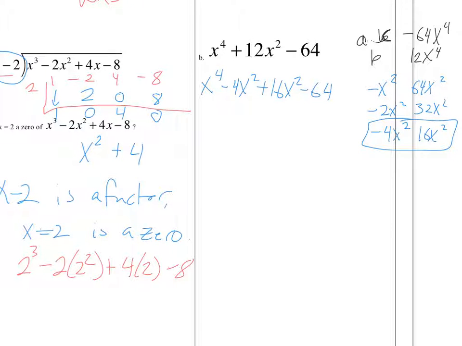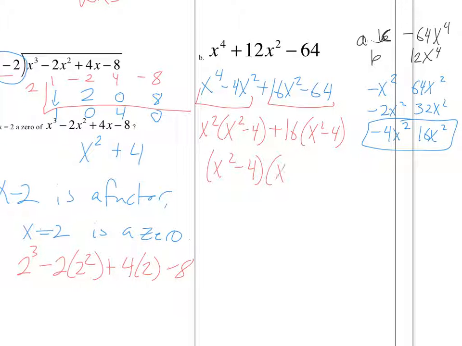I'm going to factor this by grouping. The first two have an x squared in common and leave me with x squared minus 4. The second two, I can take a 16 out, and that's going to be plus 16, and I end up with x squared minus 4. So that's going to be x squared minus 4 and x squared plus 16.